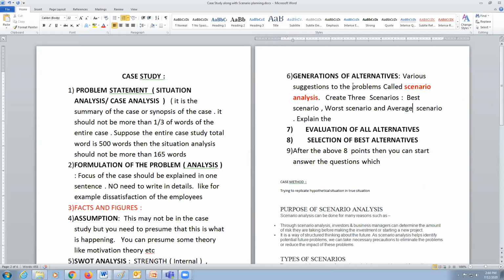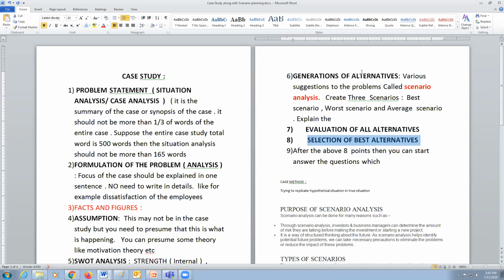So once you generate the alternatives, then you need to do evaluation of all alternatives. If you have created 3, alternative 1, 2, 3, then you have to evaluate. If you take alternative 1, what happens? If you take the route of turbulent weather, what happens to the flight? So you need to evaluate, and once you evaluate, finally you need to select the best alternative.